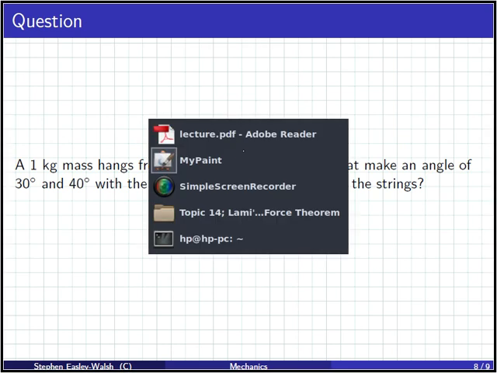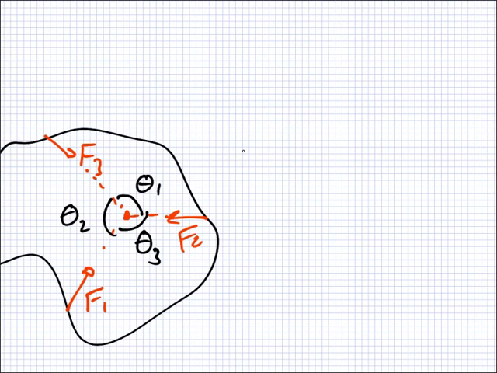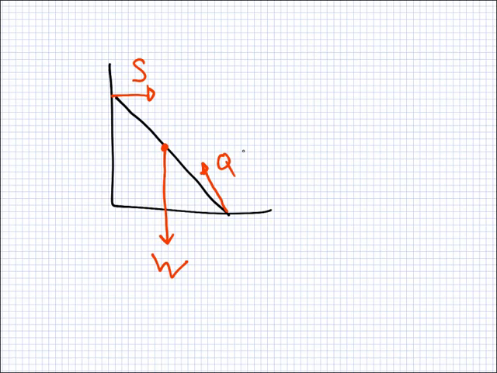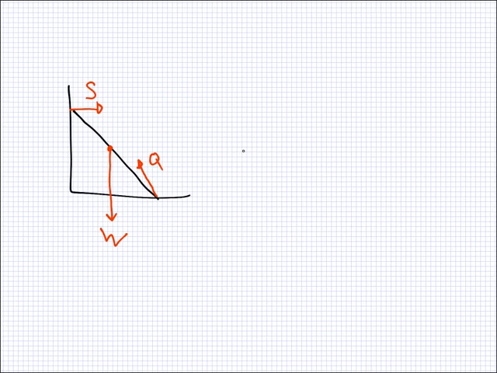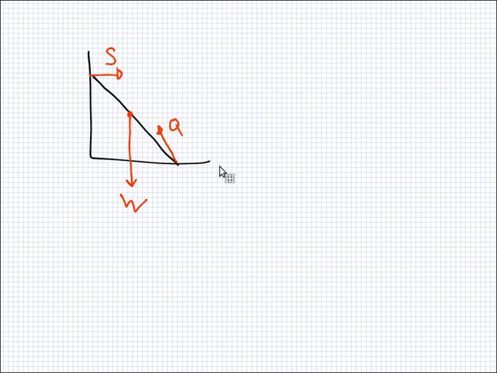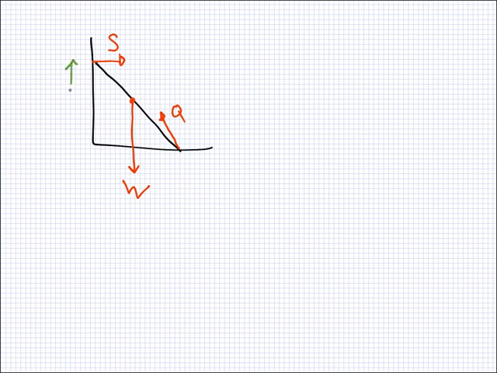Let's have a look. I'm going to go back to the ladder and show you how to use Lami's theorem on it. I just need to put in the distances. This distance here, what did we say that was? That was 8 meters, isn't it? And then this distance here was 6 meters, and this distance here is 10 meters.